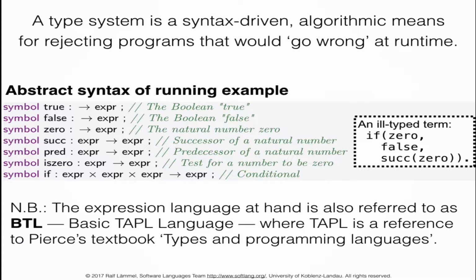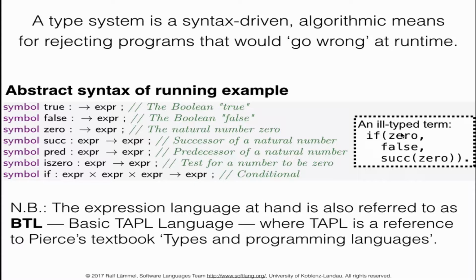So here's a very simple language that we are going to use for some part of this presentation: the BTL language, the basic tuple language. It's a kind of basic language from Pierce's textbook. So we've got constructs like true, false, zero, succ for successor, pred for predecessor, iszero for the test for zero, and a conditional, an if-then-else.